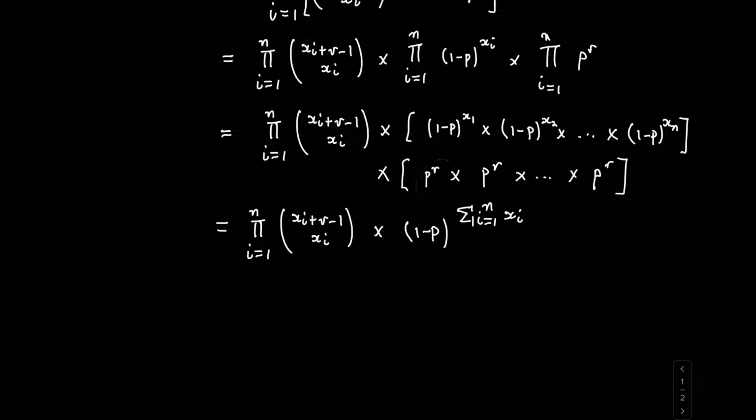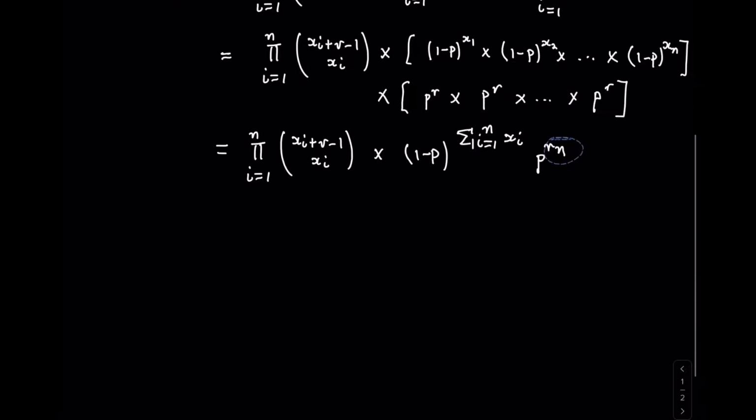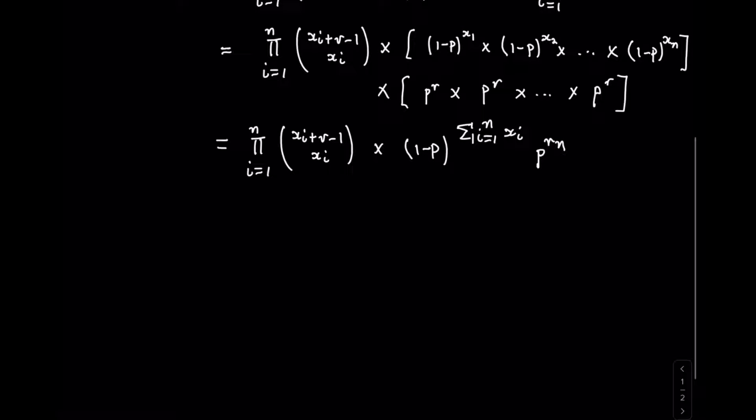We're multiplying those n times. So in some sense, we can just rewrite that as p to the rn, because again, we can think of our power laws. We've got r plus r plus r plus r plus r, n times. So we have rn in total in that power. And there you have it. We have the first component, which is the likelihood function.